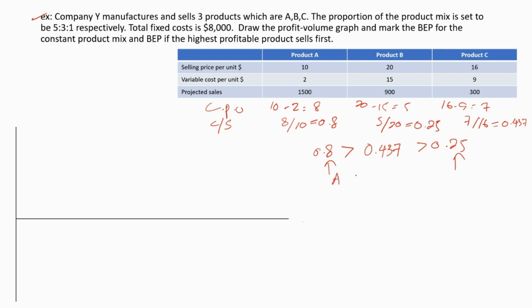to product A, then product C, then product B, because higher the CS ratio, higher the profitability. The highest profitable product is product A, then product C, and then product B.